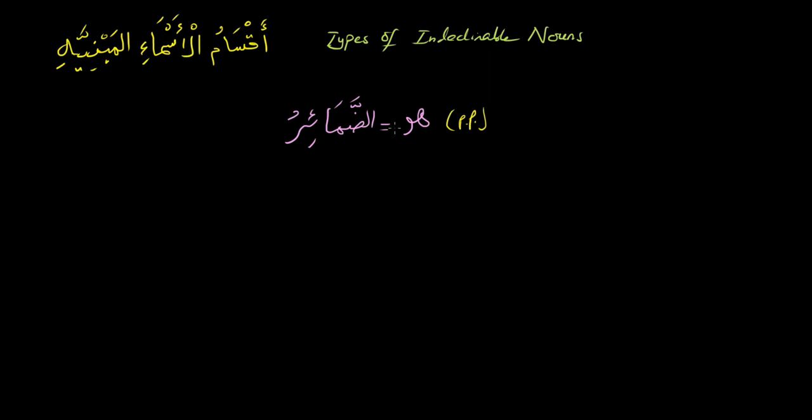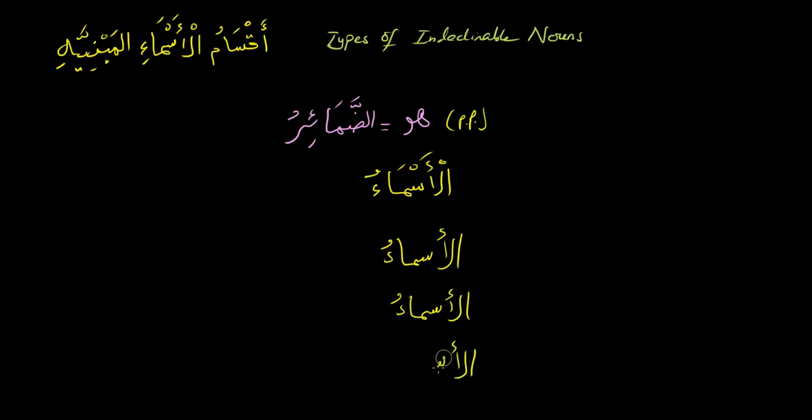Personal pronouns are damair. The next 4, the words that are in types of nouns that are indeclinable, all start with al-asma'u. I'll show you. Just write it: al-asma'u. These are 4 of them, and all of them start with this. So you have to come up with 4 words that are al-asma'u.